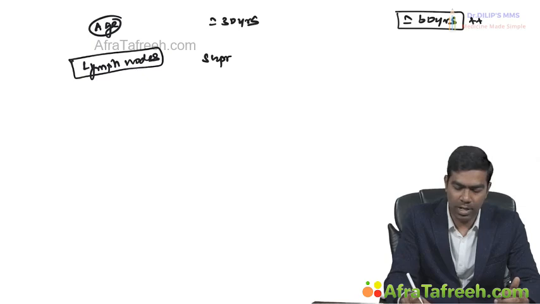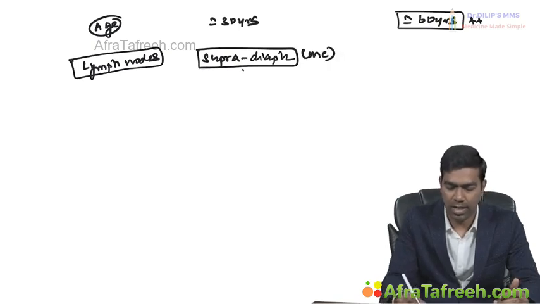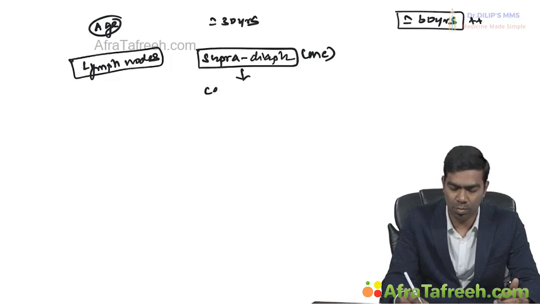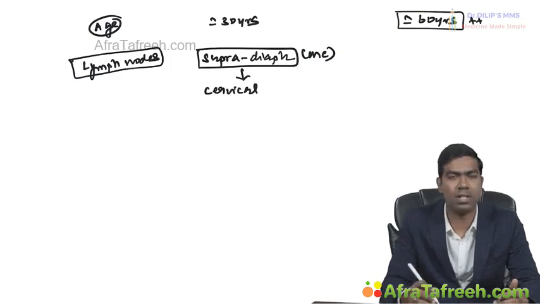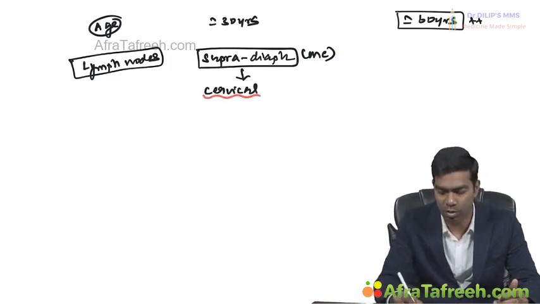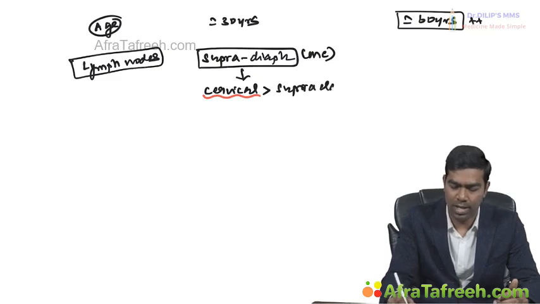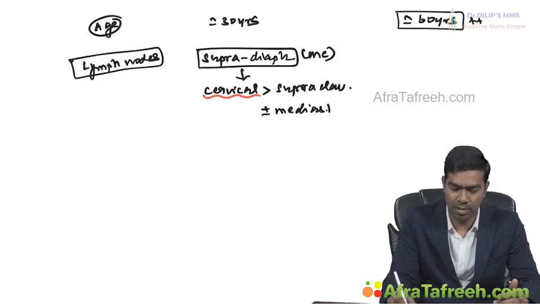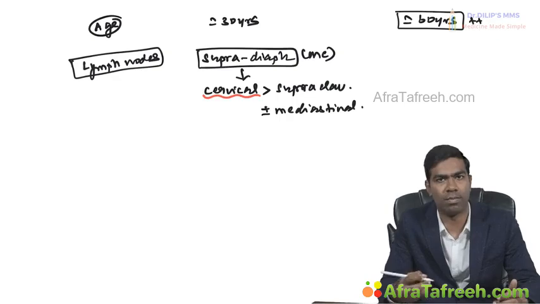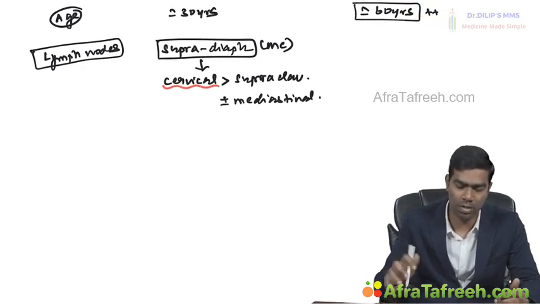Remember, Hodgkin lymphoma typically involves only supradiaphragmatic nodes. It's very rare to involve infradiaphragmatic nodes. In the supradiaphragmatic nodes also, the most common group involved is the cervical group. Cervical is the most common, followed by the supraclavicular group, and they can involve mediastinal lymph nodes also, plus or minus mediastinal. So it's very rare to involve nodes below the diaphragm. That's why I told you these are the commonest groups of nodes that are involved.